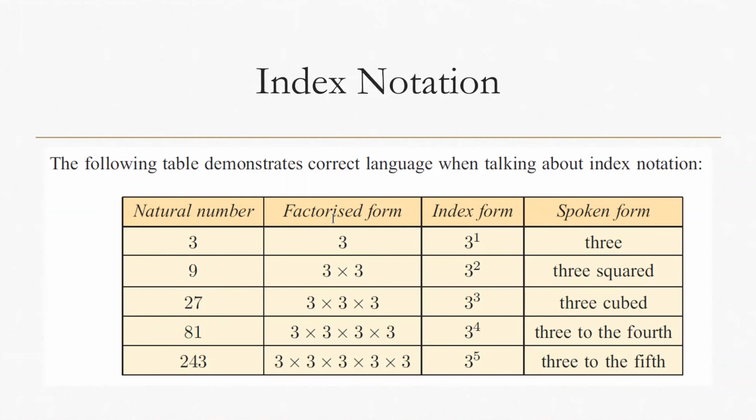Then we have factorized form, sometimes called expanded form because it's expanded multiplication. And then we have index form, sometimes just called expressed as a power. And then we have spoken form, so that's how we say it. Just keep in mind the squared and the cubed exceptions. Then let's keep going. Does somebody have a question for me?